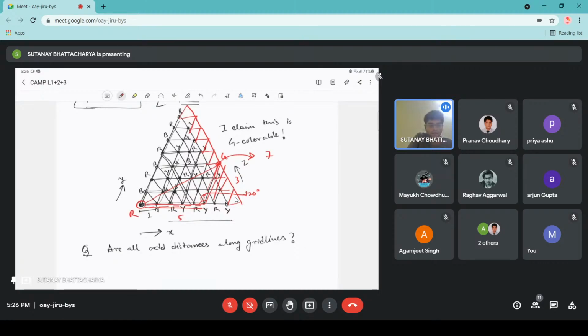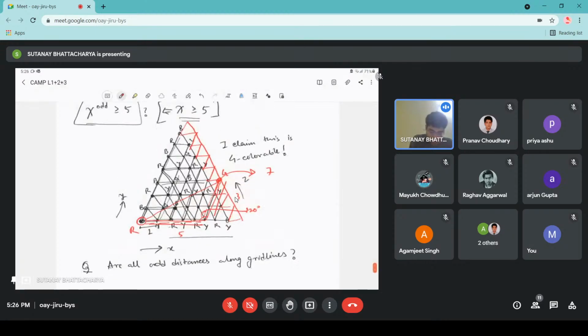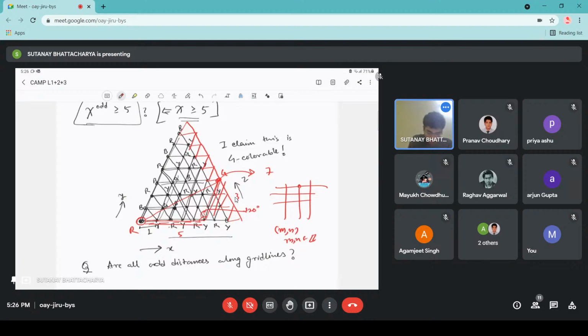So we have to prove that this does work. What we need is some sort of algebraic way to parameterize the points in this grid. If this was a rectangular grid, for example, we could say the lattice points are of the form m comma n, where m and n are integers, but that's not the case here. The coordinates don't work that way here. So what would be a good way to parameterize a general point in this triangular grid?